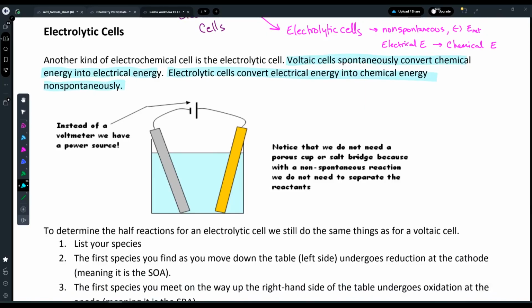So instead of a voltmeter, which you would see in a voltaic cell, we instead have a power source in electrolytic cells. So you need to be aware of that, because sometimes you'll get diagrams and you'll be asked to identify: okay, is this a voltaic cell or an electrolytic cell? Okay, so notice that we don't need a porous cup or salt bridge in an electrolytic cell because with a non-spontaneous reaction, we do not need to separate the reactants.